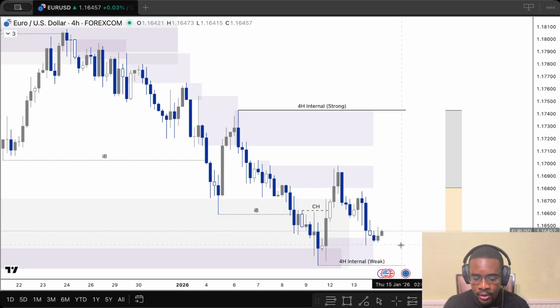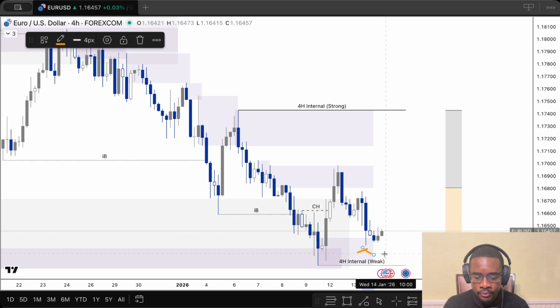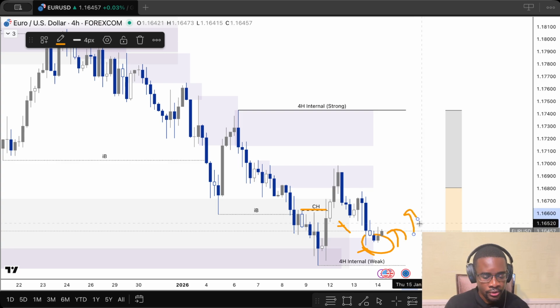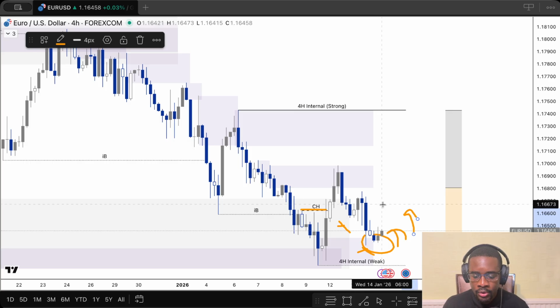So looking at the 4-hour, this 4-hour demand is still being respected. It's nested within this daily demand. We've had a bullish change of character. So this is the extreme that is unmitigated. Now it's been tapped and price is giving somewhat of a reaction. So we can expect a continuation if price is to continue bullish, and we can expect a reaction from there.